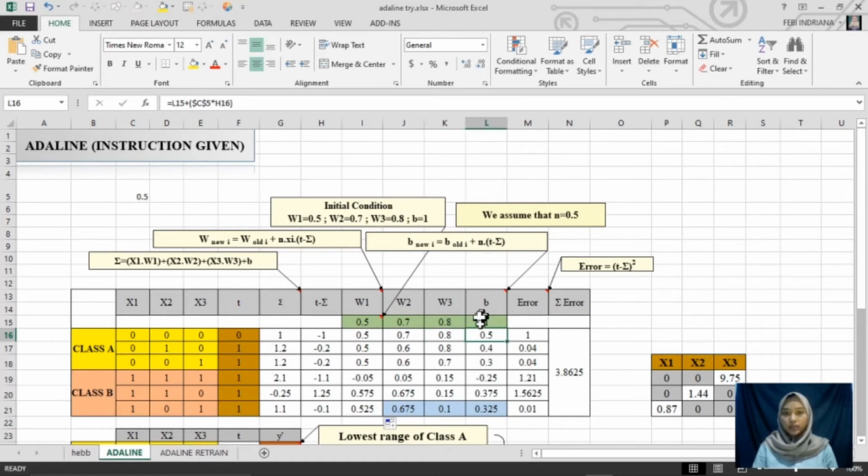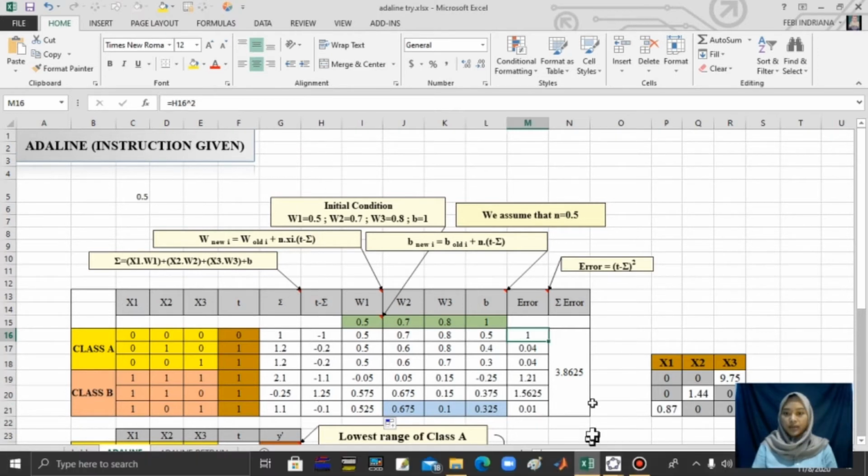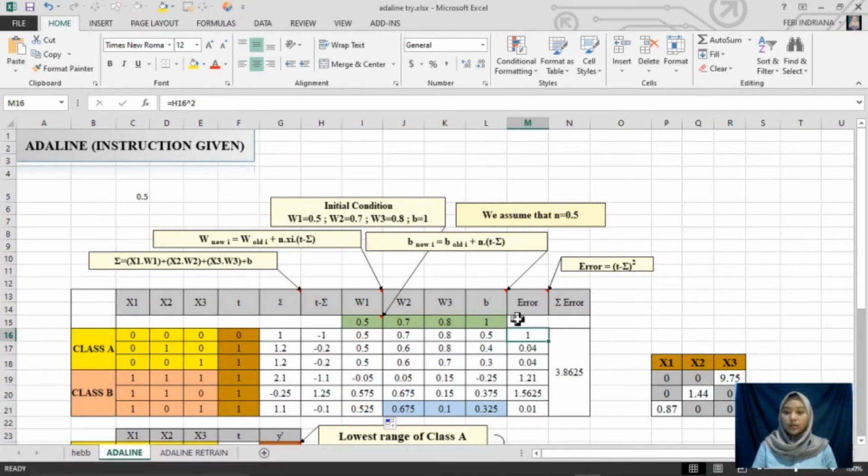B old plus n, which is 0.5, times t minus sum, where t minus sum is in this column. And then to know the value of error, we can use the formula error equals t minus sum squared. Okay. And then the last column is the summation of error.